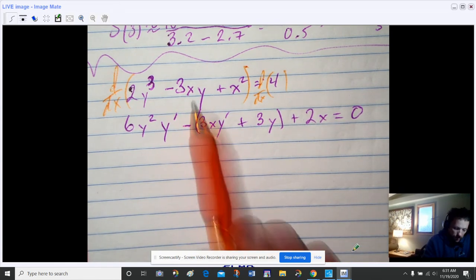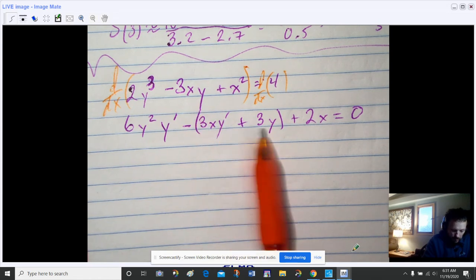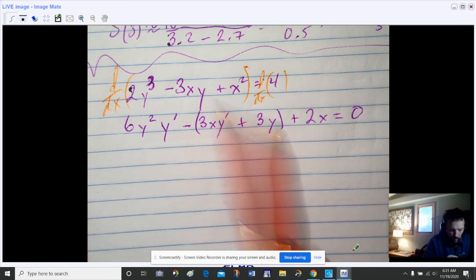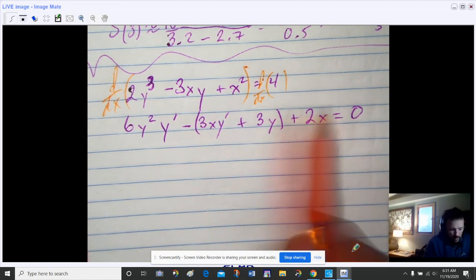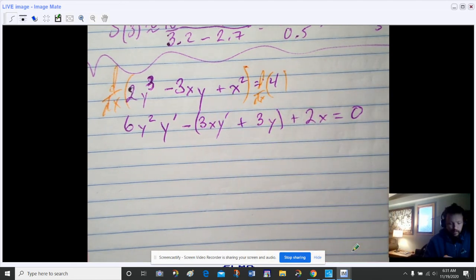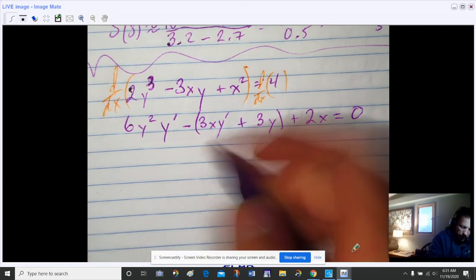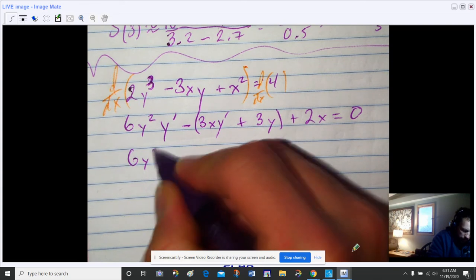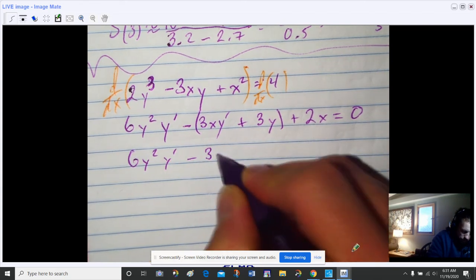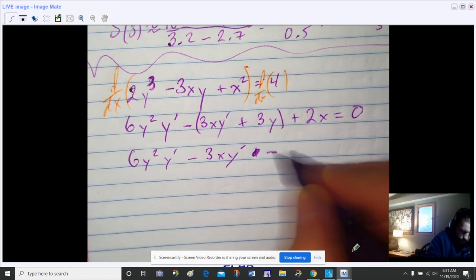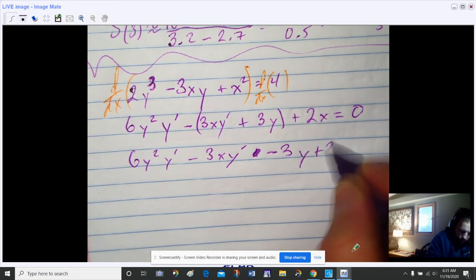So the derivative of the last plus the derivative of the first. So the derivative of 3x is 3 and y. And then just 2x, power rule. We're going to get, distributing that negative, 6y squared y prime minus 3xy prime plus minus 3y plus 2x equals 0.